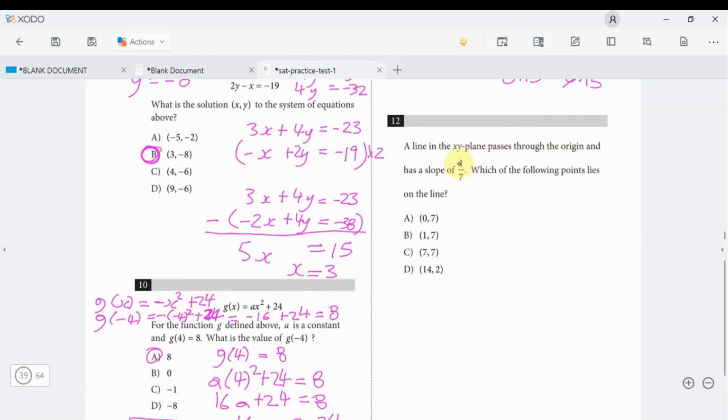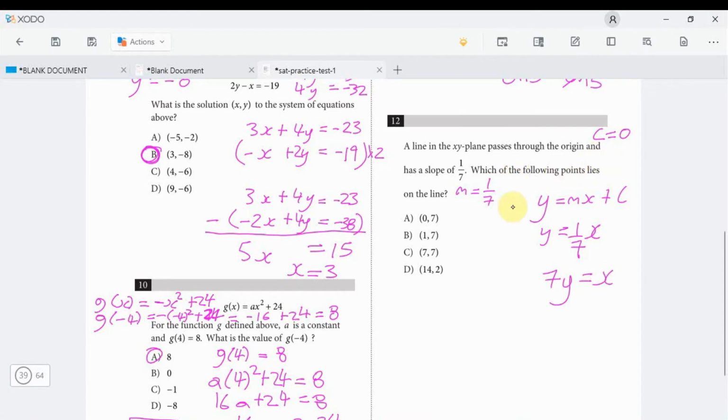Question 12, it says, a line passes through the origin, so that means that the y-intercept c is equal to 0. And it has a slope 1 over 7, so they're telling us the gradient is 1 over 7. Now we know the equation of a line is y equals mx plus c. So y is equal to 1 over 7 x. And if you want to cross multiply, you can say 7y is equal to x.